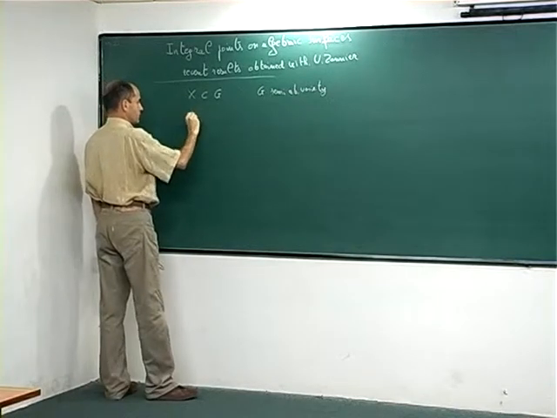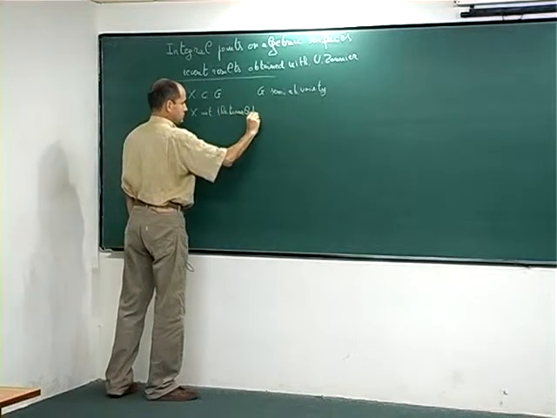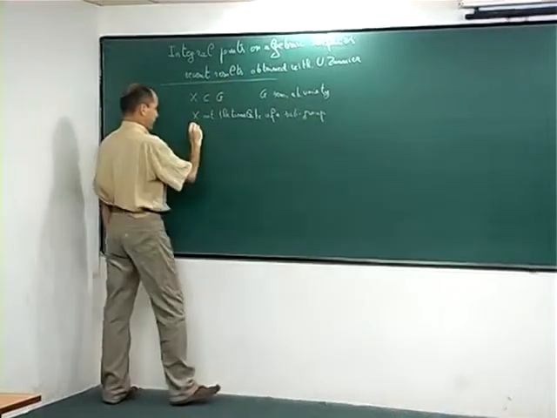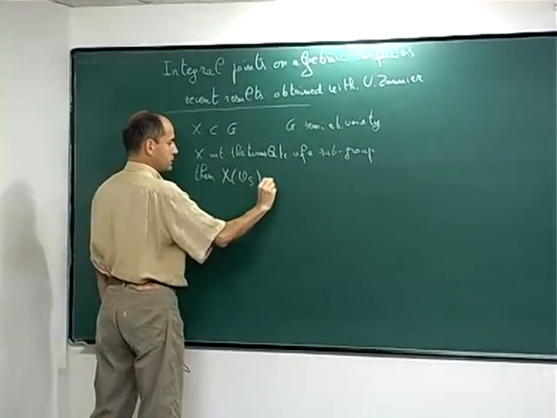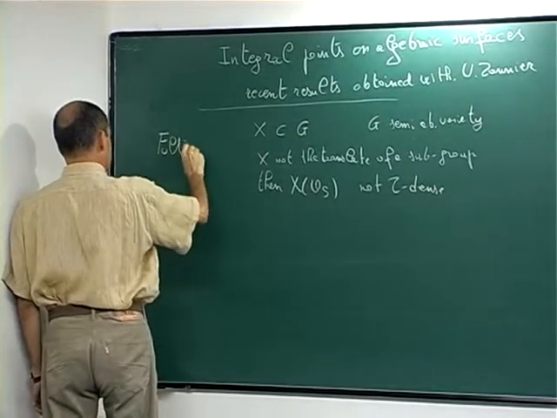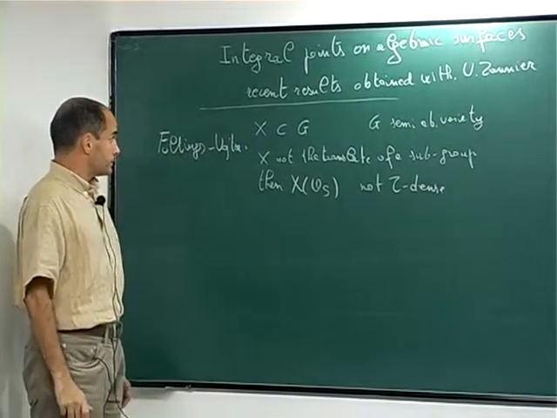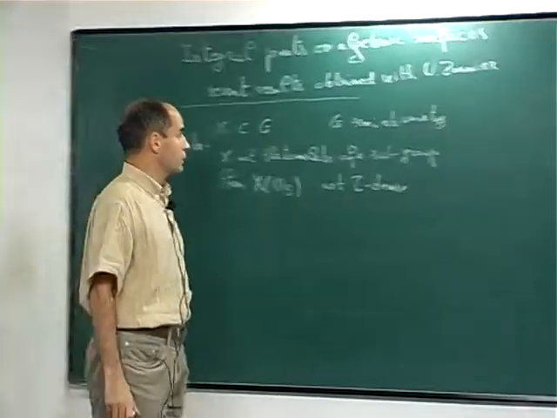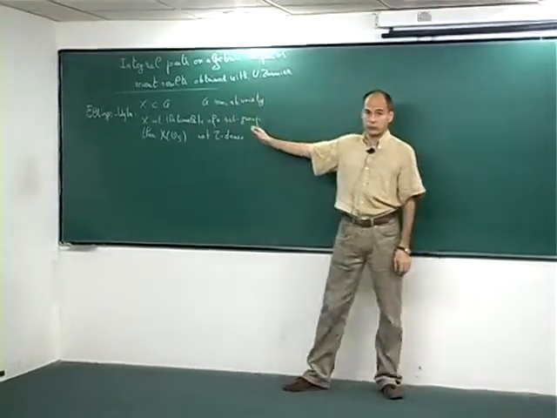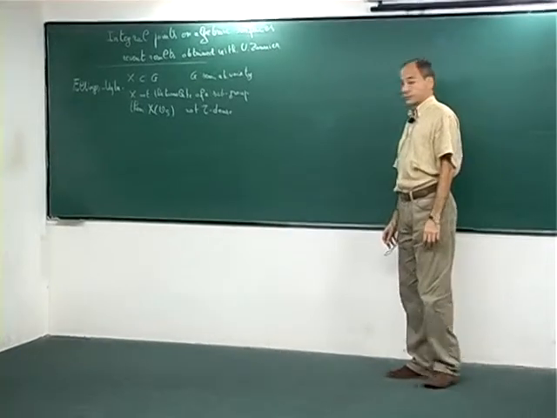and X is not the translate of a subgroup, then X(O_S) is not Zariski dense. So this is the Faltings-Vojta method. Well, I'll show that using the subspace theorem, we can recover some cases which do not fall into the theorem of Faltings and Vojta.